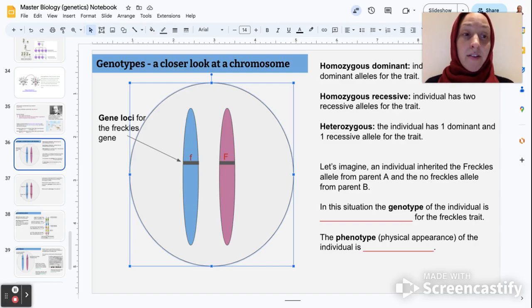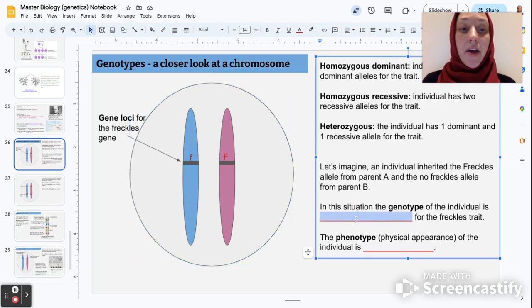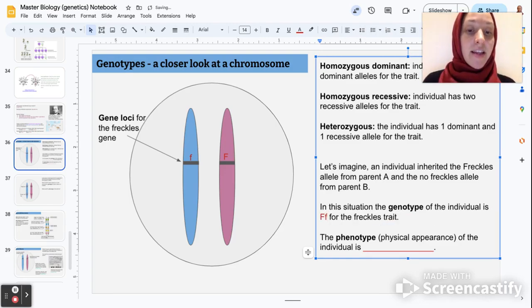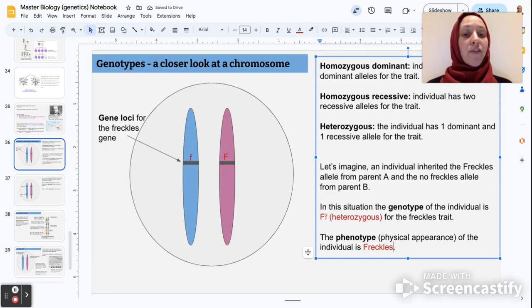Phenotype would be, do they have freckles or they don't have freckles? So for these answers, you should have said that the genotype for an individual that got a freckles and no freckles allele is heterozygous, or big F, small f. And their phenotype, so they have a freckles allele, and freckles is dominant, so they will express the freckles trait. In order for us to express that recessive trait, that means that we need to have homozygous recessive.